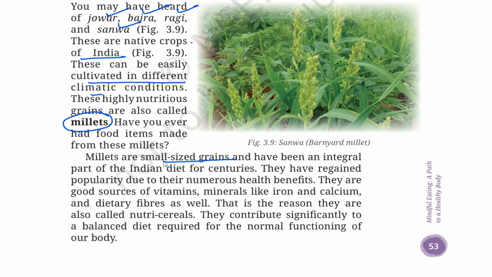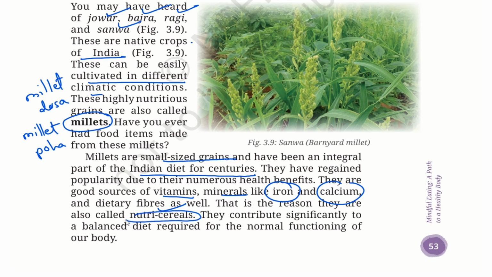Millets are small sized grains that have been an integral part of the Indian diet for centuries. Nowadays we are recognizing millets by means of millet dosa, right? Millet poha, you can see millet laddu. They have regained popularity due to their numerous health benefits. Why? Because they are a good source of vitamins, minerals like iron, calcium, and dietary fibers as well. That is the reason they are also called nutri cereals. They contribute significantly to our balanced diet required for the normal functioning of our body.